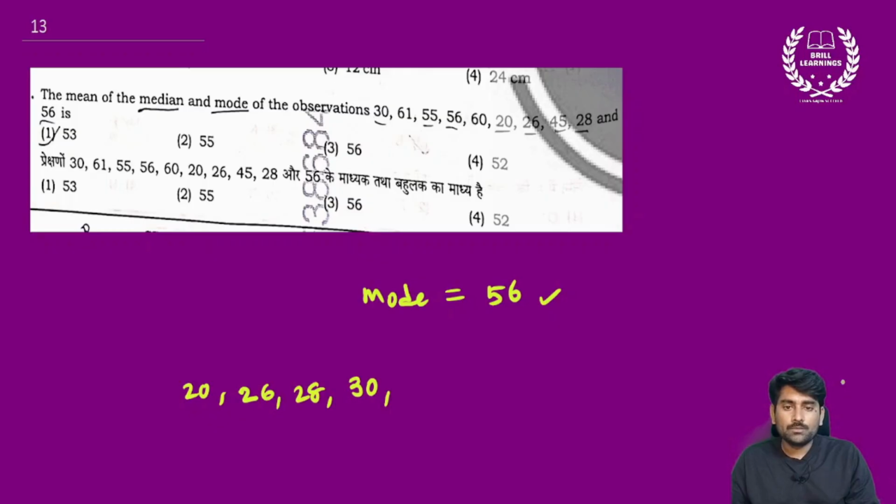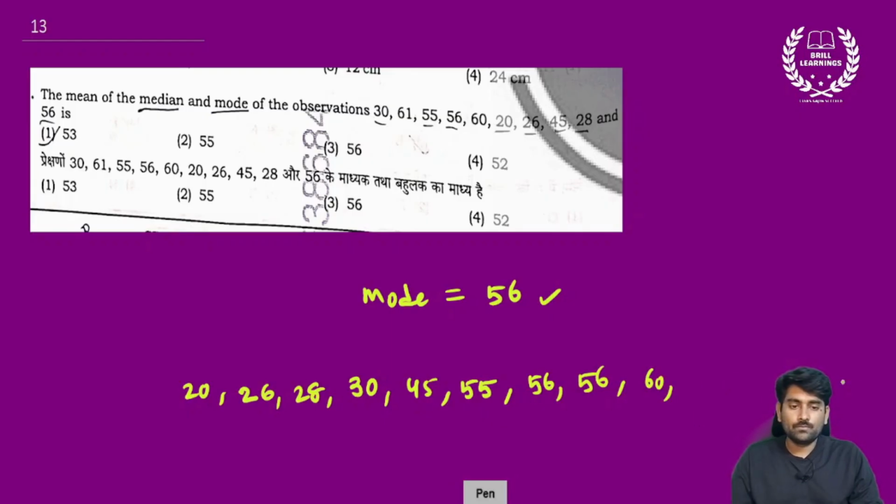And any other number. Next one is 45. Next one is 55 and 56. Again we have 56, repeated twice, so 56. Again 60. We have 61. So count the number of terms here.